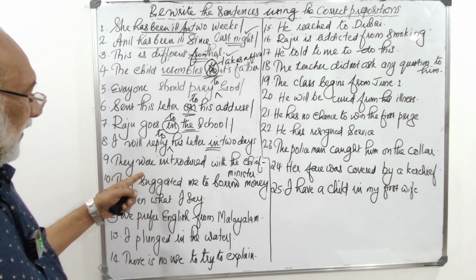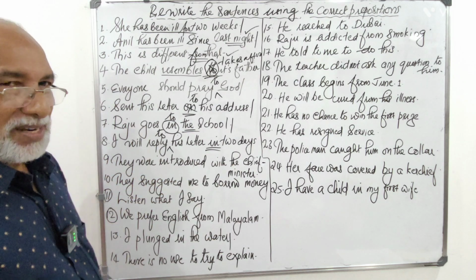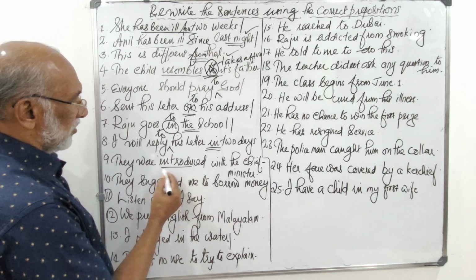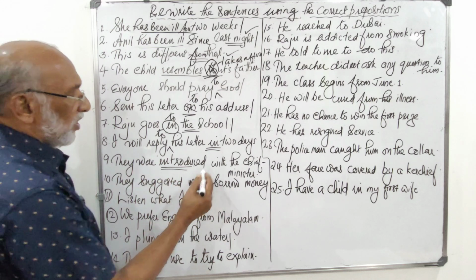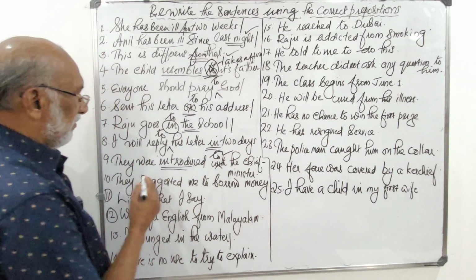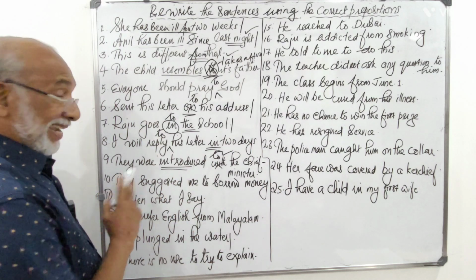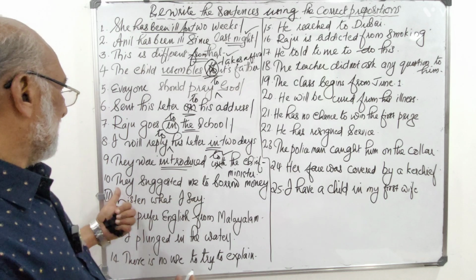Ninth one. They were introduced with the chief minister. The preposition to be used with the verb introduce is not "with", but "they were introduced to" is the correct one. They were introduced to the chief minister. Get introduced to somebody.